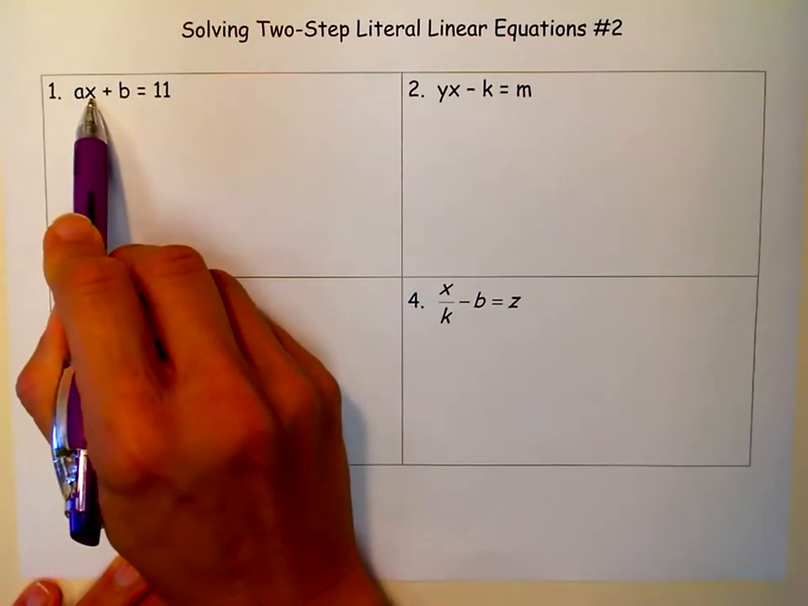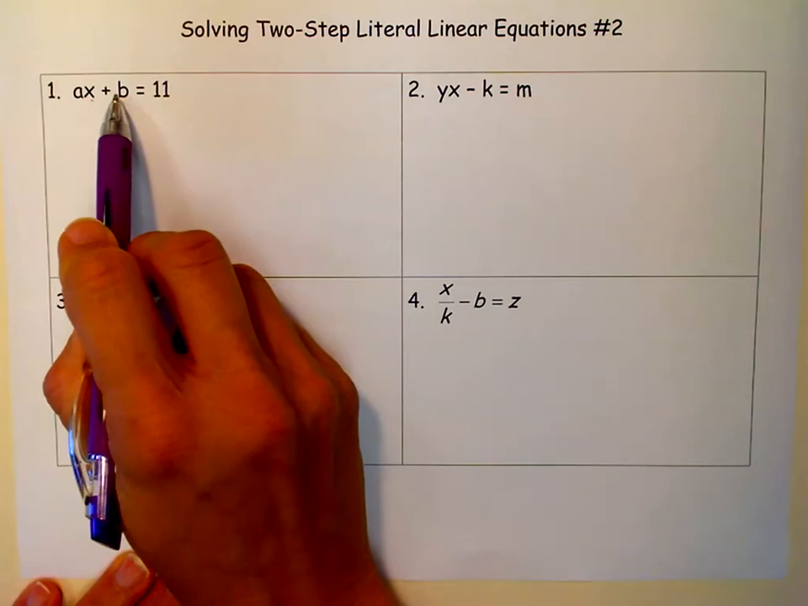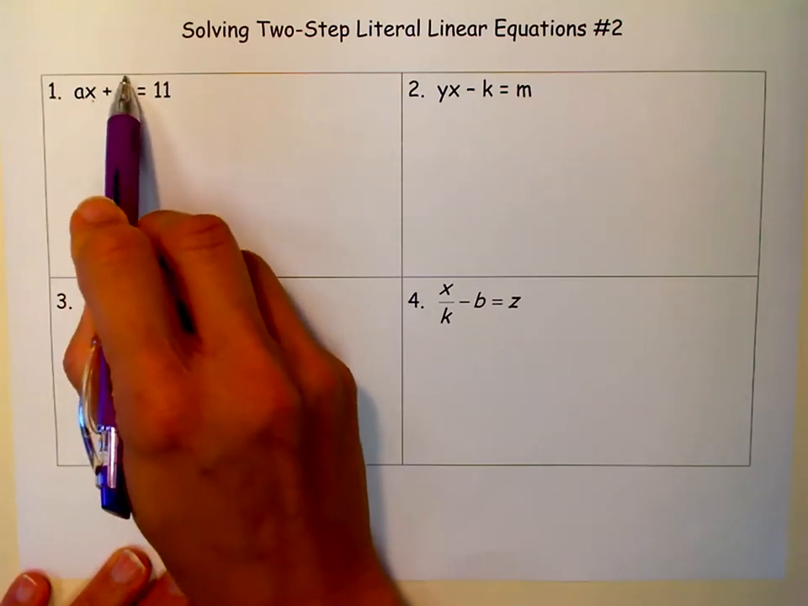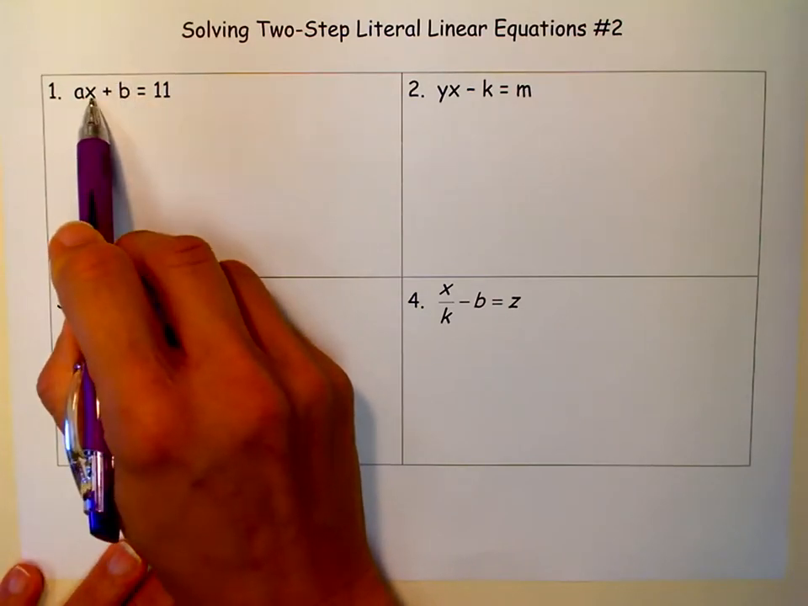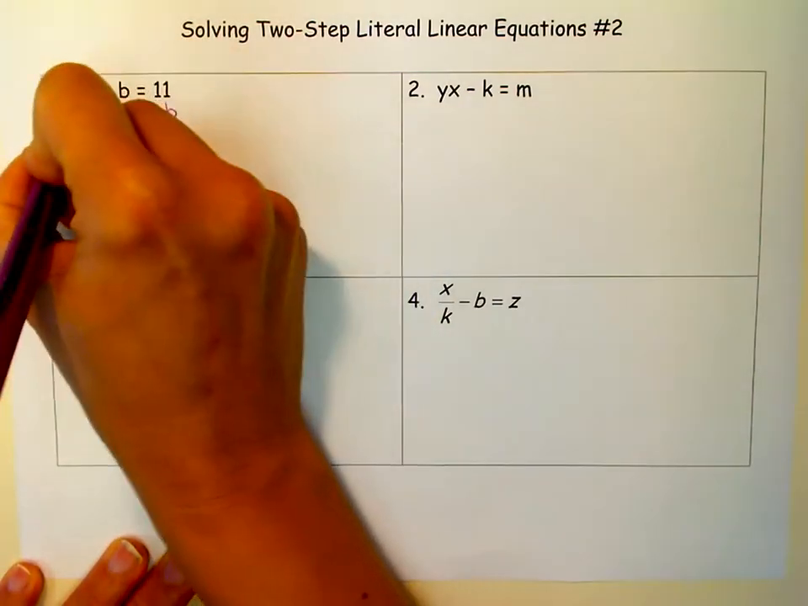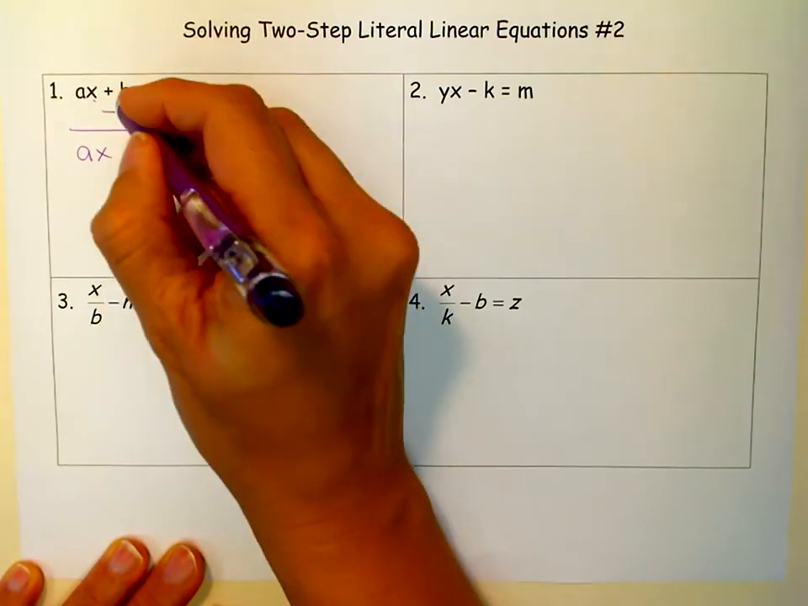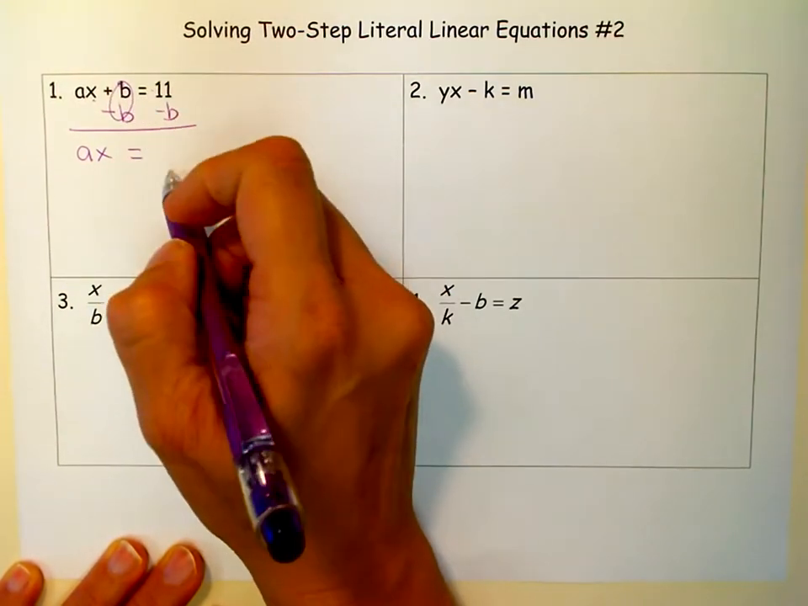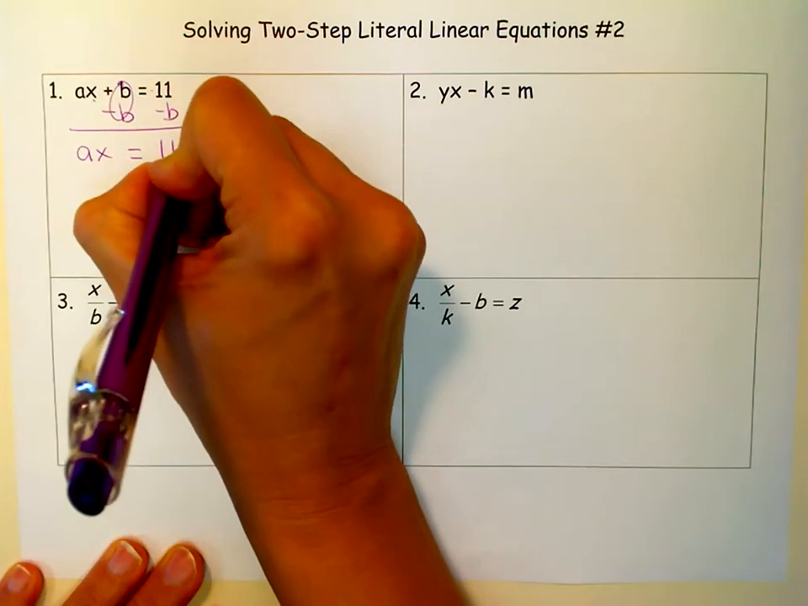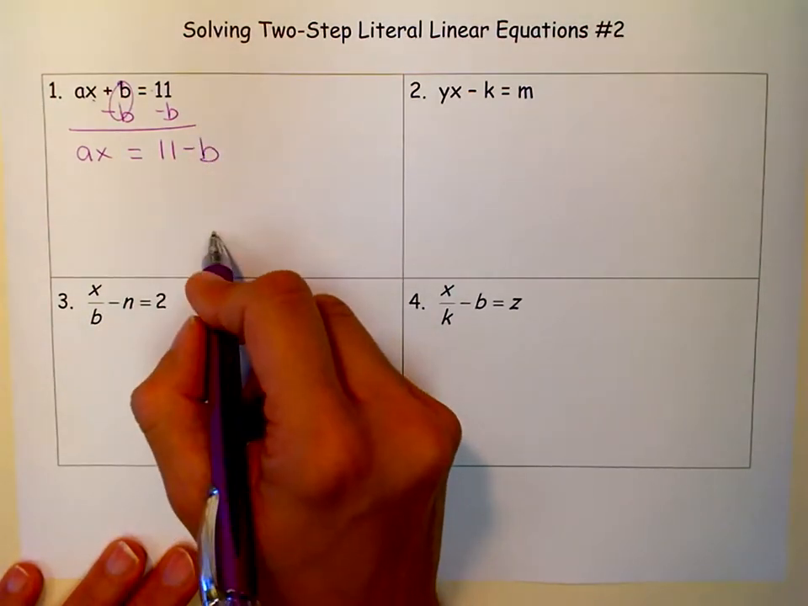So I see my x. I need to get rid of it. There's something in front of it being multiplied. There's something added to it. So I always take care of this first. My goal is to get x alone on one side. If something's being added to it, I get rid of it by subtracting. So I'm going to subtract b from both sides. b minus b is 0. 11 minus b, they are not like terms, so I only have the option of writing 11 minus b.